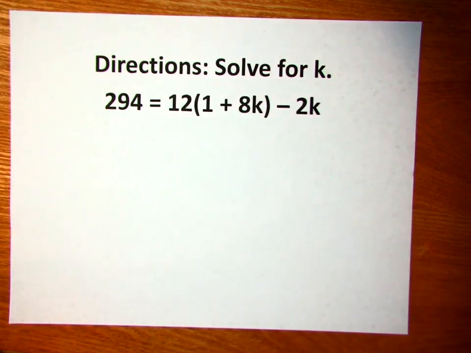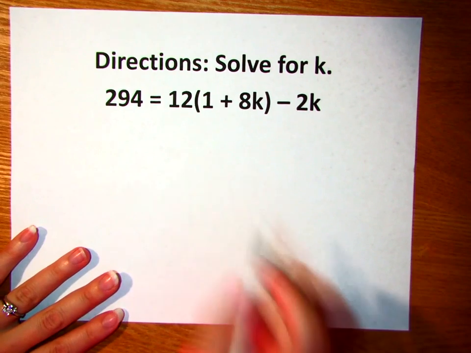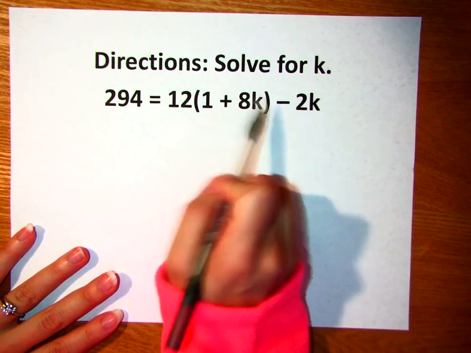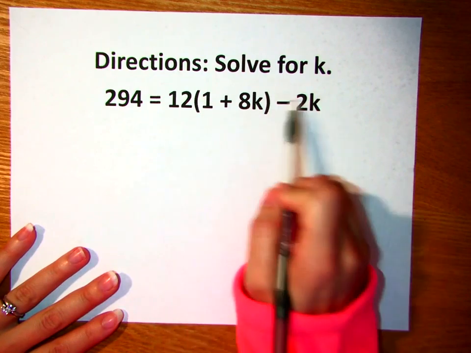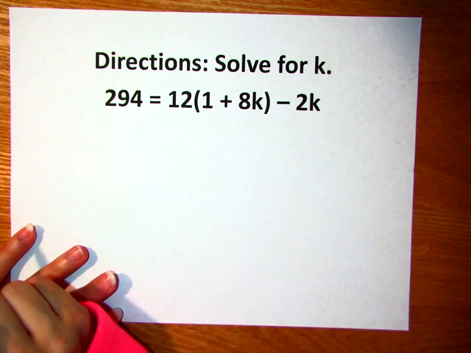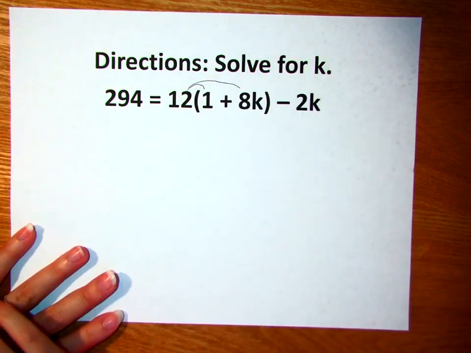One final problem. In this problem, we have both the distributive property going on, because I see a number outside this parentheses with 2 terms, and I also see more than one k, so we're going to have to combine like terms. The first thing you always want to start with is that distributive property, because parentheses is what you typically start with when you're doing order of operations.